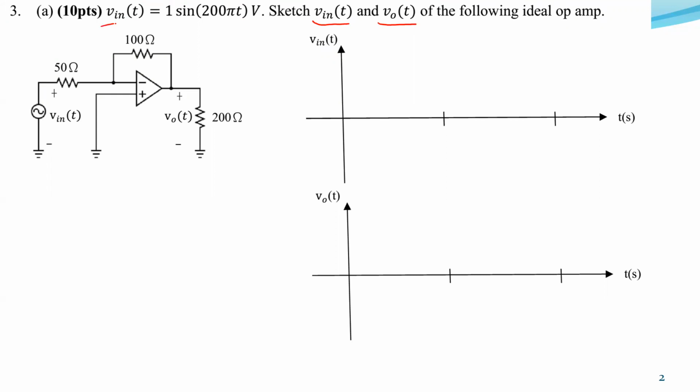So the input voltage is 1 sine 200 pi t. And we know the value inside the sine function, we call it angular frequency. Angular frequency omega equals 2 pi f. So f is the frequency.